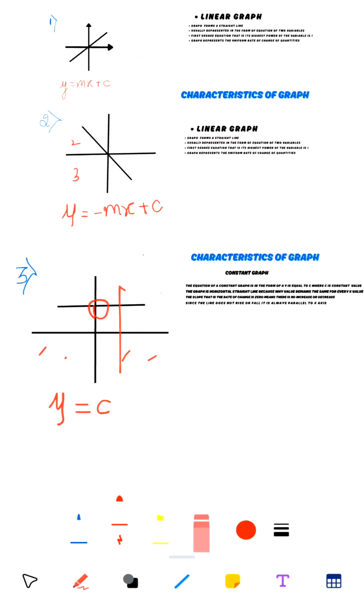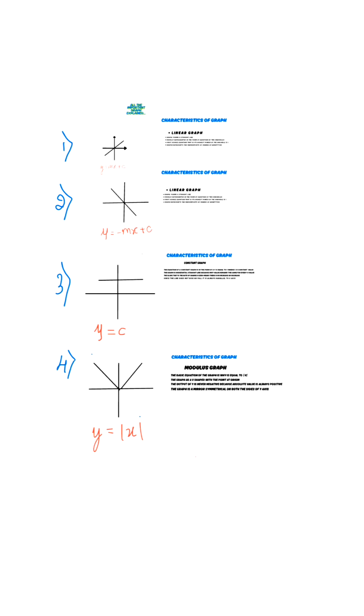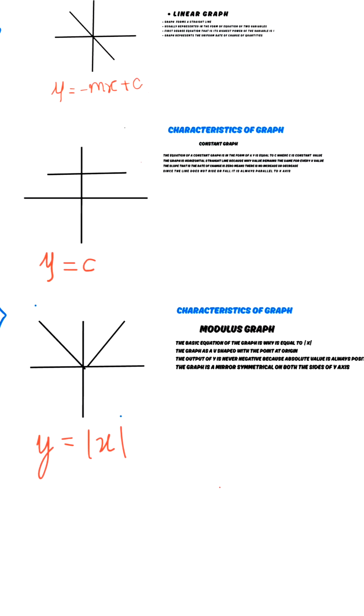I hope you understand. Now the fourth graph, that is the modulus graph. The basic equation of the graph is y is equal to mod x. The graph is v-shaped with respect to the point of origin.